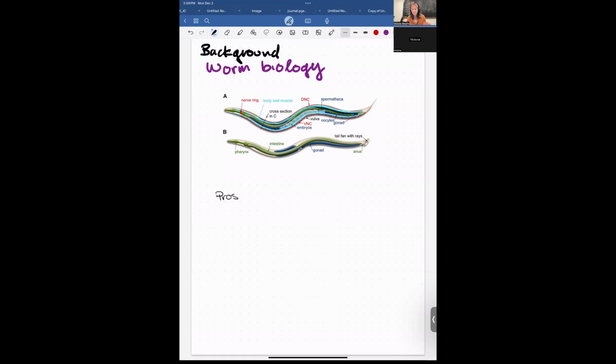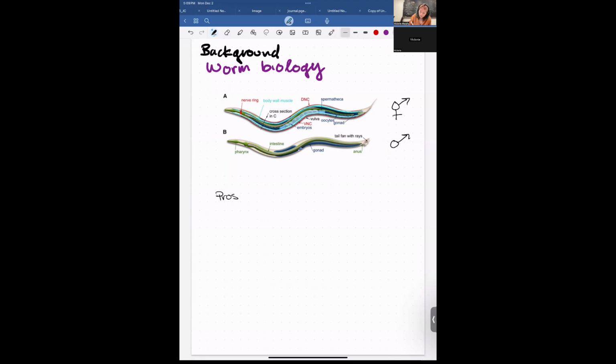So I'm going to list some of the pros of using worms as a model organism. First here, I'm showing a diagram of a hermaphrodite worm here on top, meaning it's able to produce its own sperm and eggs. And this is the vast majority of C. elegans. And then rarely males occur, and they're identifiable based off of the presence of that pointed tail here. Males are rare, and they arise through chromosomal non-disjunction in meiosis.